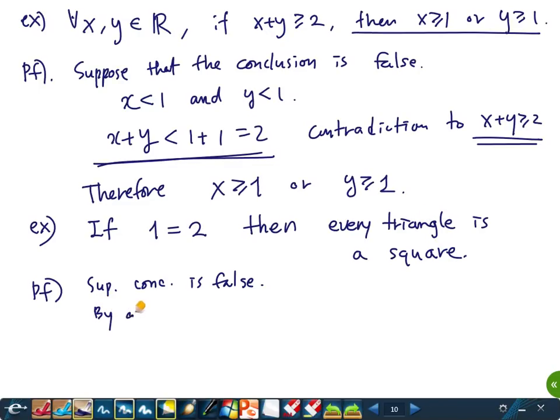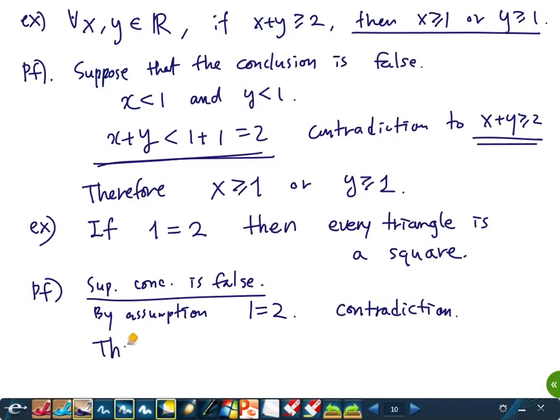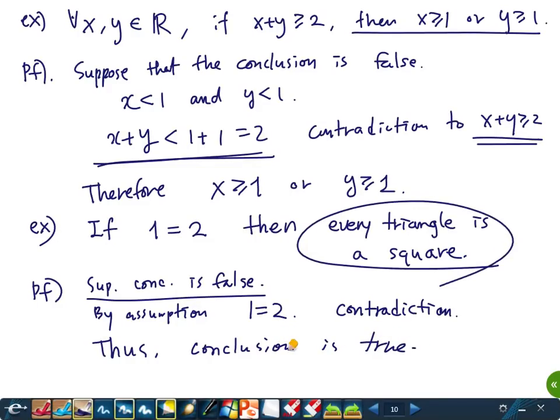By assumption, 1 equals 2, right? Because of this. It's a contradiction, because 1 is not equal to 2, right? We have obtained a contradiction. That means this was false. Thus, the conclusion is true. This is true.